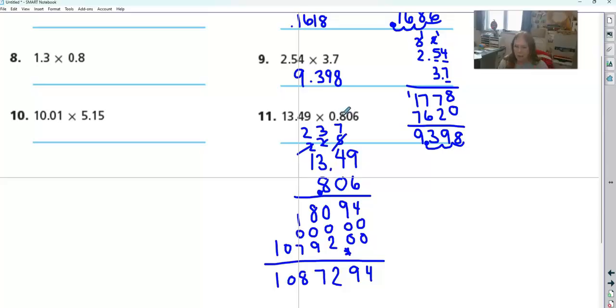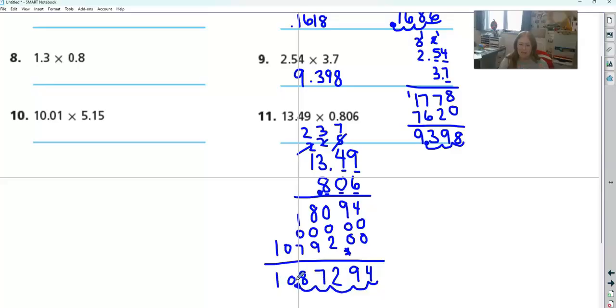13 times 1, this is close to 1. Like if you have 80 cents, that's almost $1. And this is $13. 13 times 1 should be close-ish to 13. So let's see, we have 1, 2, 3, 4, 5 decimal places. 1, 2, 3, 4, 5.